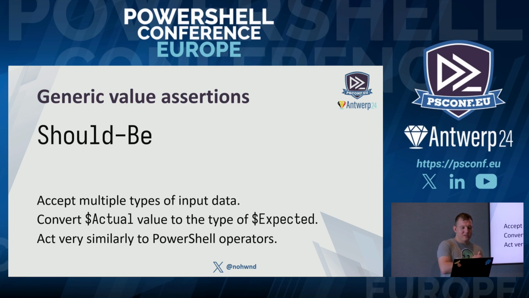So the behavior, for example, of Should -Be, which is a representative of our generic value assertions, is that we accept any type of data and we convert it to the type of expected, just as the PowerShell operator does it.